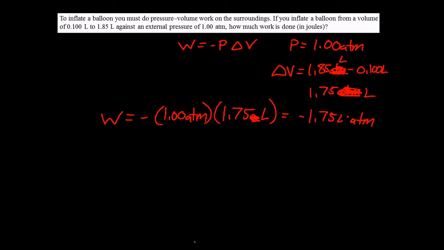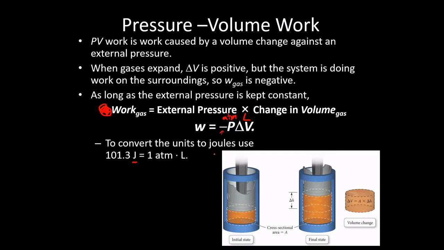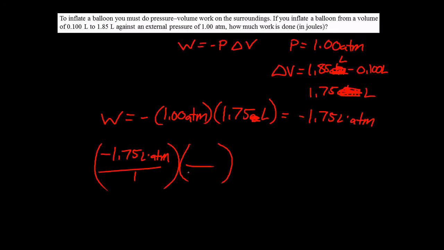But the question does specifically ask us to give the work that is done in joules. So we have one last thing to do here. We have negative 1.75 liter atmospheres. We need to convert that into joules. And if you check back here, 101.3 joules is the same as 1 liter atmosphere.